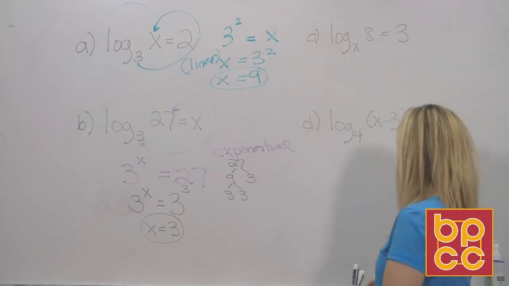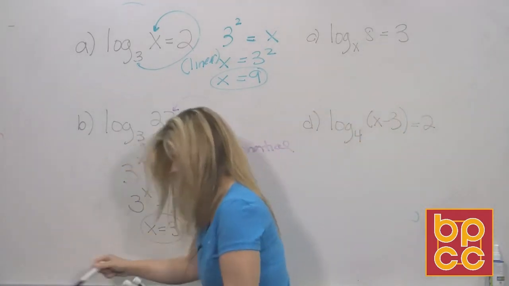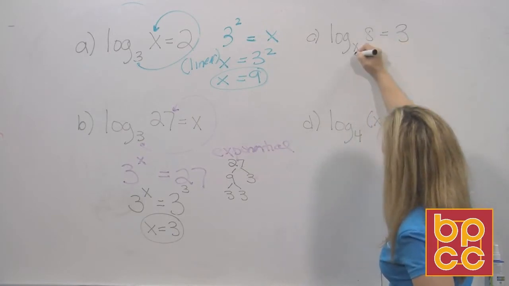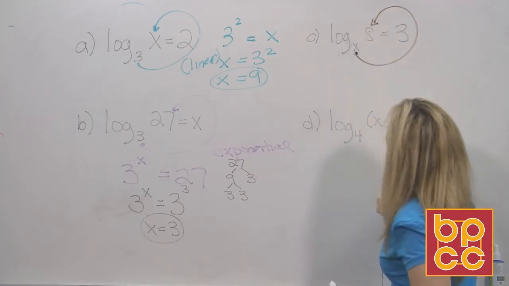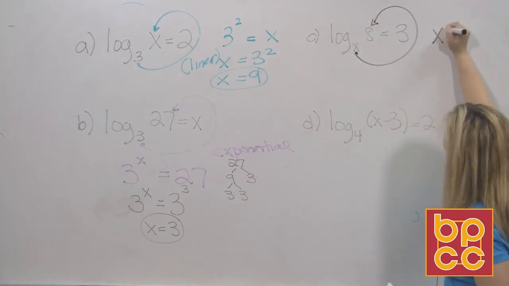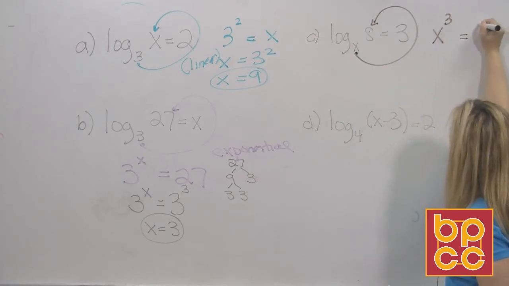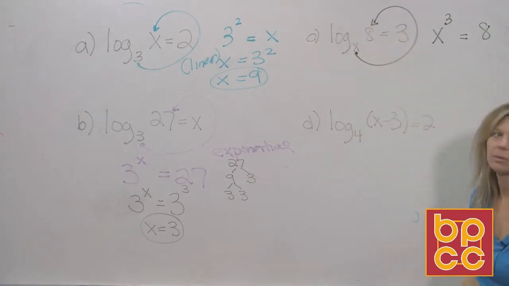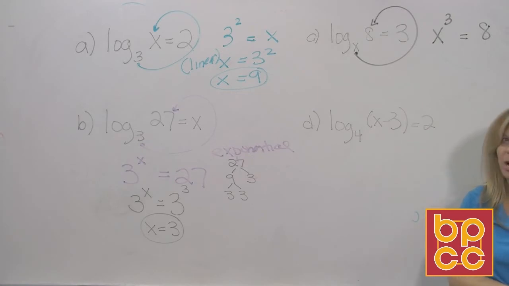Don't understand that. So I'm going to put my finger on the base. I'm going to move to the right towards the equals. So this is going to become x cubed equals 8. x cubed equals 8. It's not linear. It's not x to the first. It's not quadratic. It's not squared. It's a polynomial equation. It's x cubed.